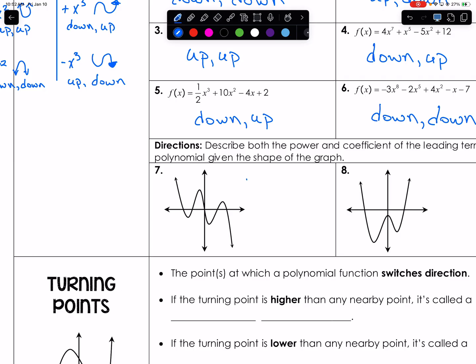Is it even or odd? Is it an odd or even exponent? Odd, right? Because it's got one of each. That's how you know. It's got one up, one down. It's always going to be an odd exponent.